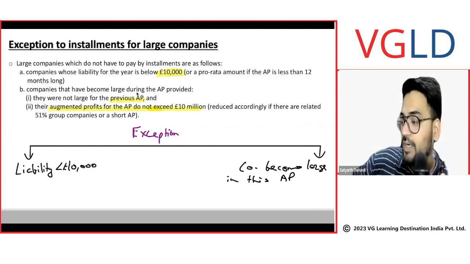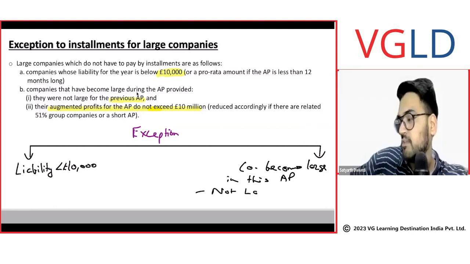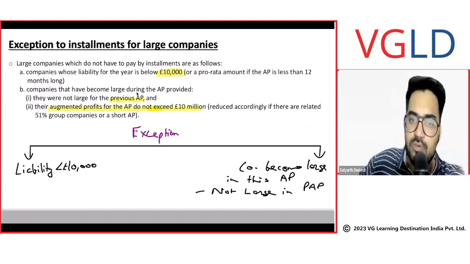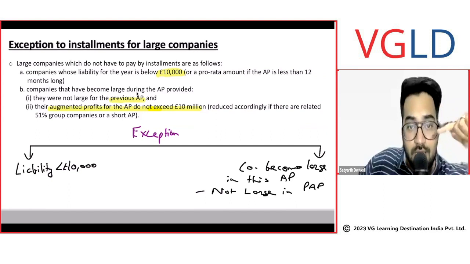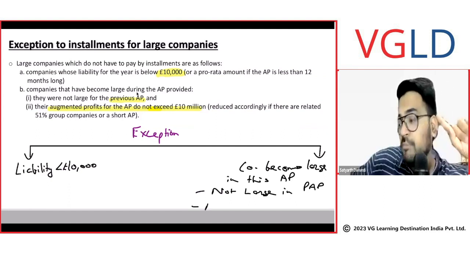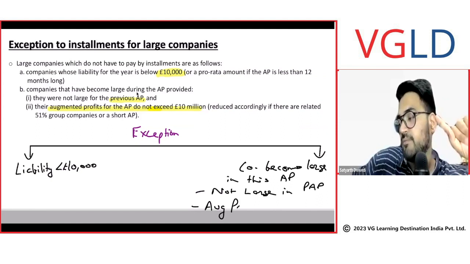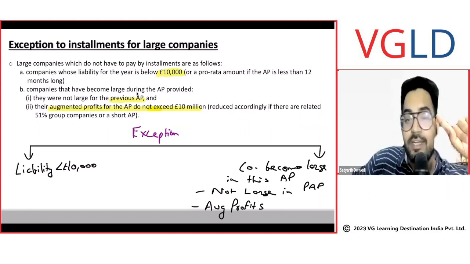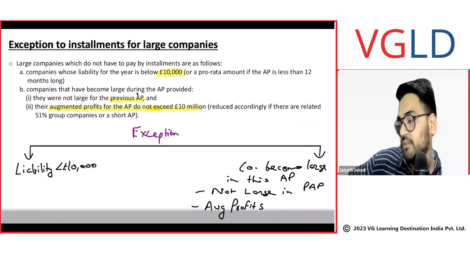There are further two conditions. Not large in the previous AP. In the previous AP, you are not a large company. Both these conditions must be fulfilled. Your augmented profits for the AP should not exceed 10 million, that is, they are less than 10 million pounds.